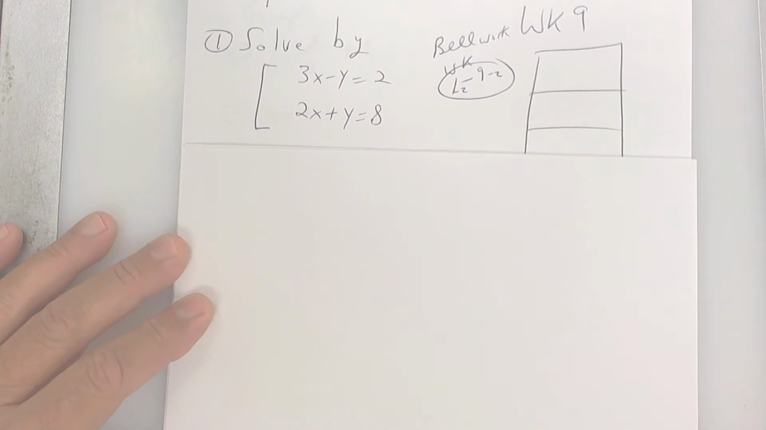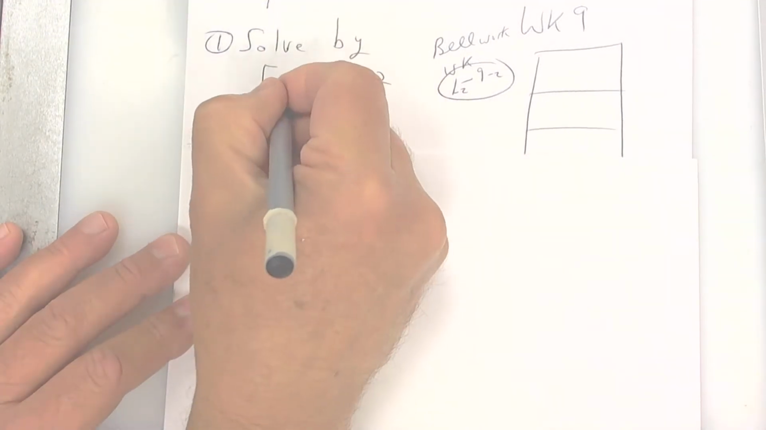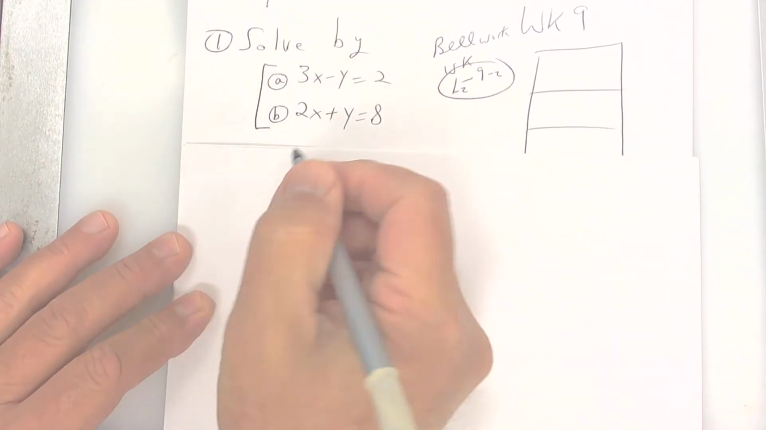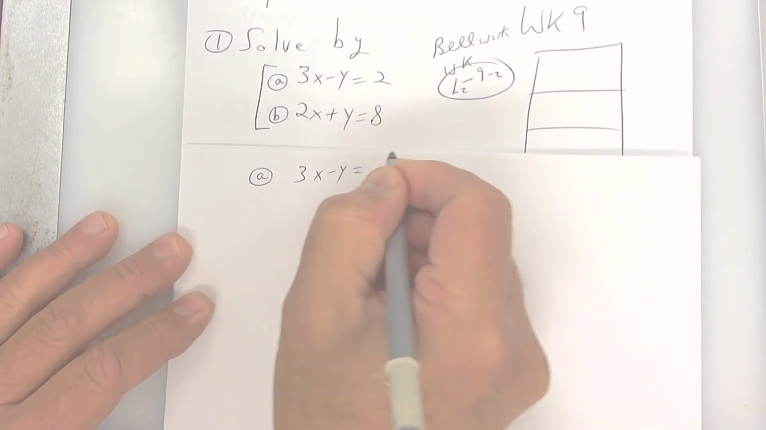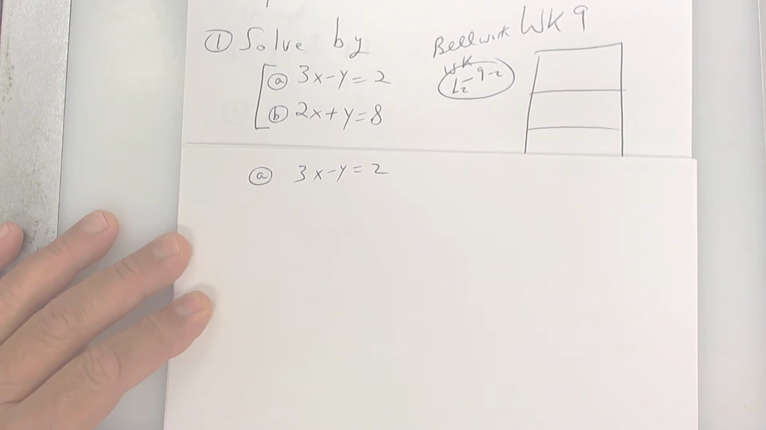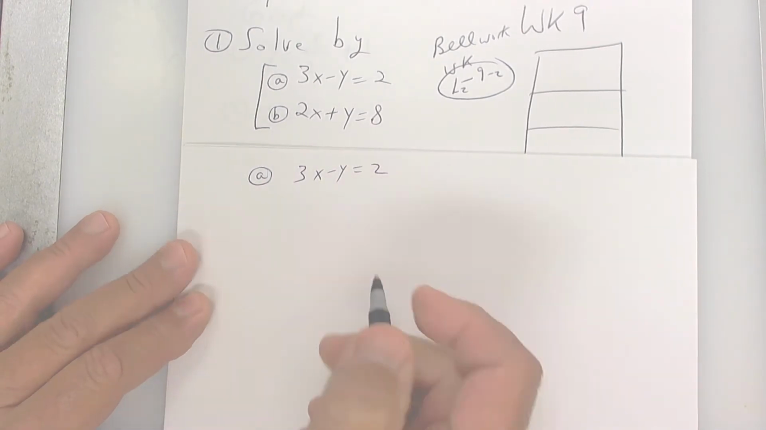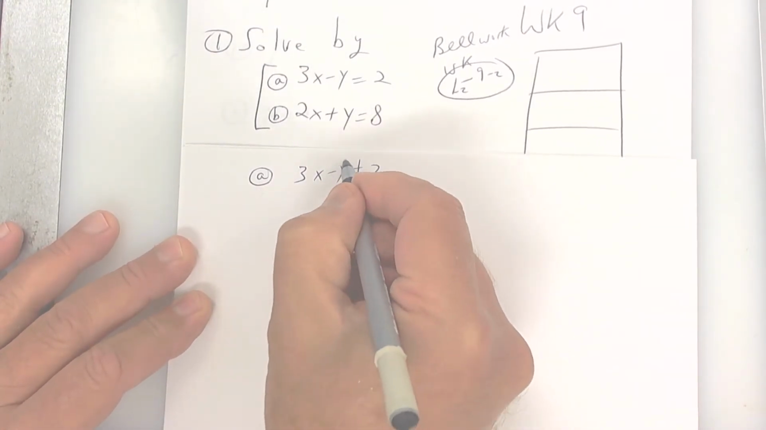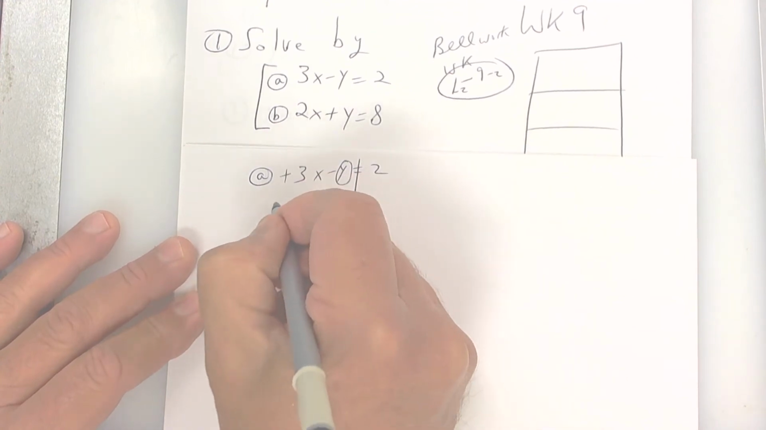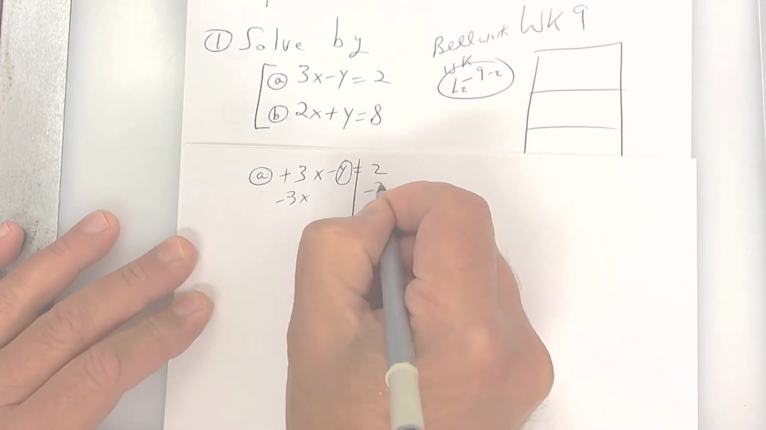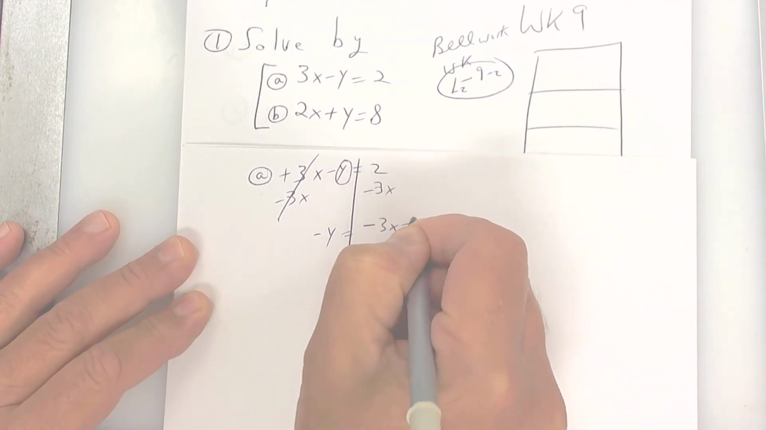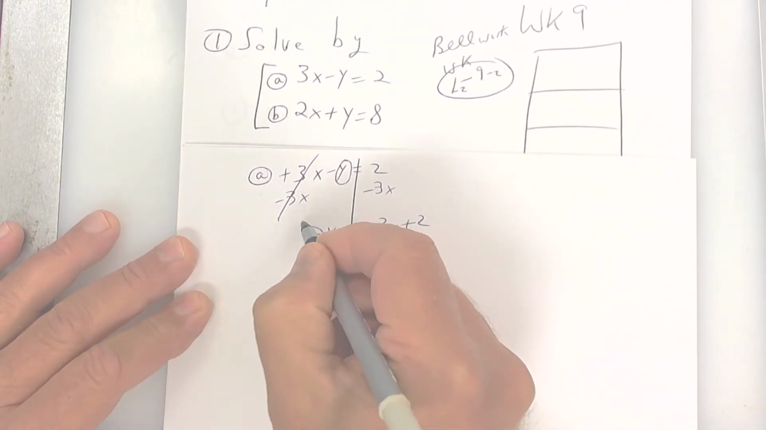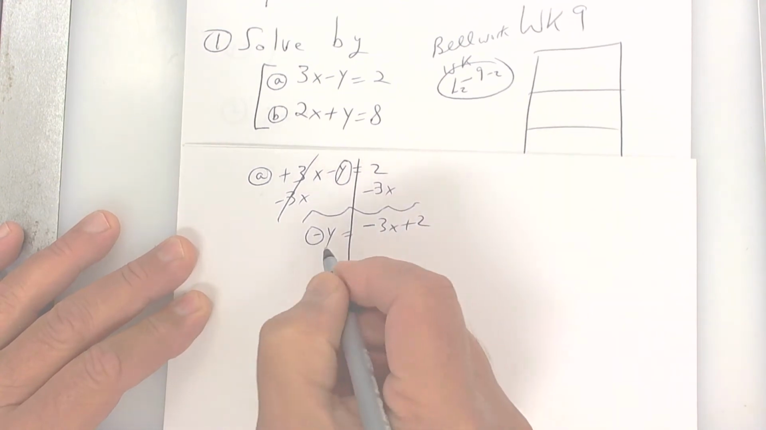So let's take a look here. We'll call this one A and B. What you want to do is get y by itself. So watch what I do here. Okay. So in order to get y by itself, to graph it, you want to circle that y, subtract 3x from both sides. So you get negative y is equal to negative 3x plus 2. And then you want to change all your signs.